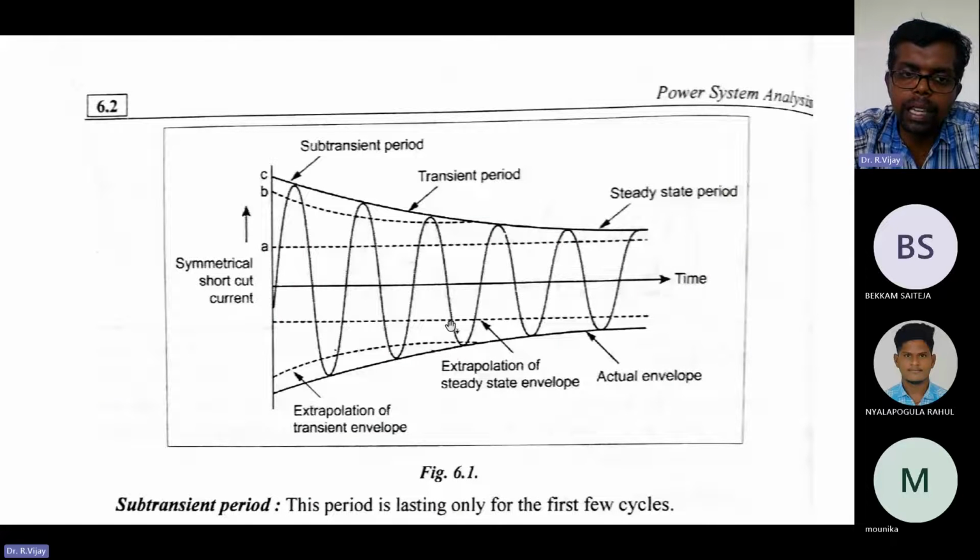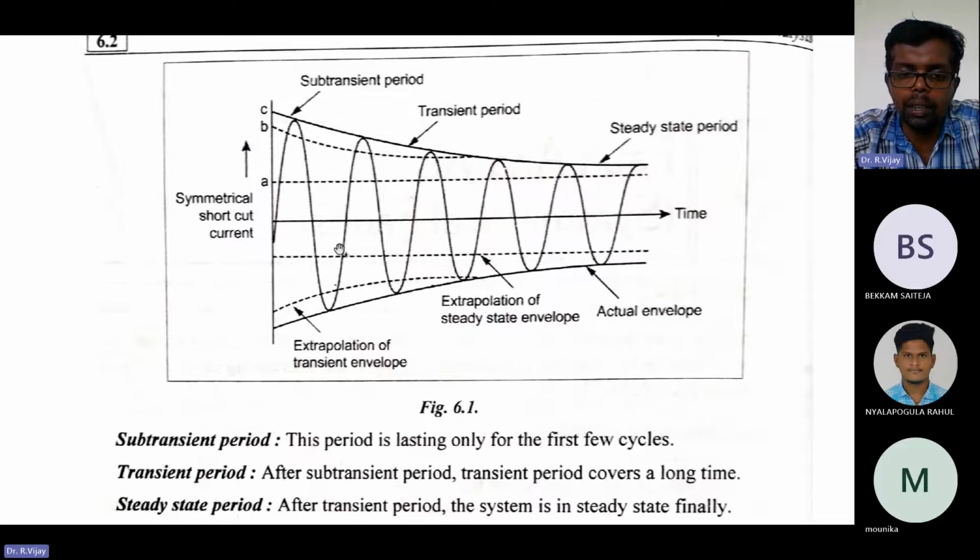The magnitude keeps changing. So on this axis, we are taking the symmetrical short circuit current. Okay, symmetrical short circuit current. So here you can see how your waveform is changing, how the transient period will be, and how the sub-transient period will be.